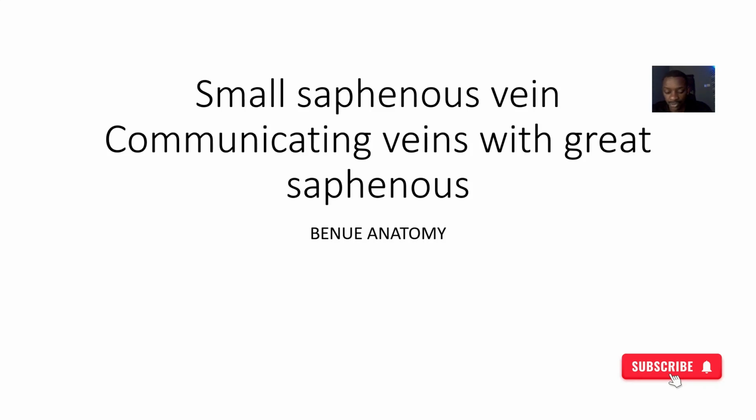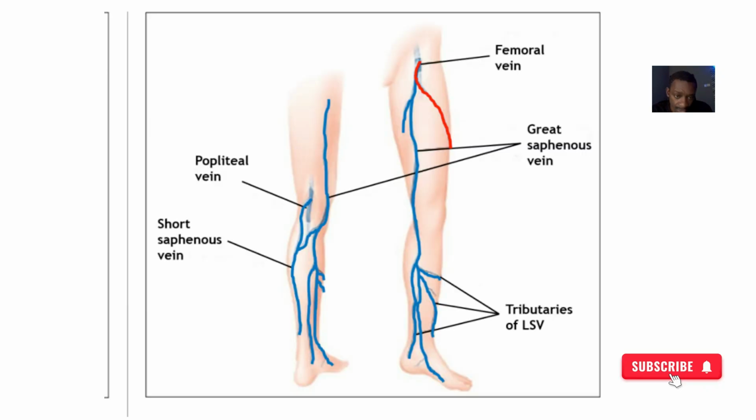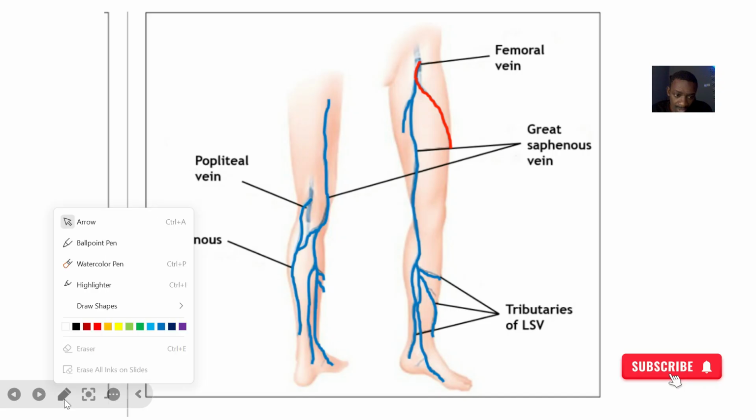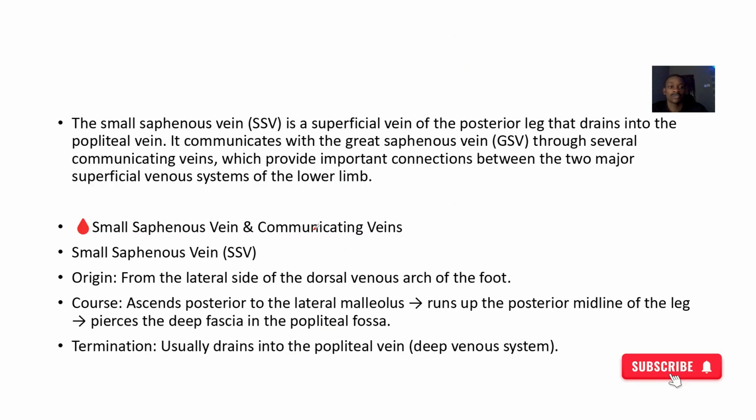Now here we just want to look at a very important point in the lower limb, and this is where the small saphenous vein communicates with the great saphenous vein. All right, so we just want to look at the connection, where they actually communicate. So you can see the small saphenous vein and the great saphenous vein, see where they communicate, and also talk about the importance of this communication.